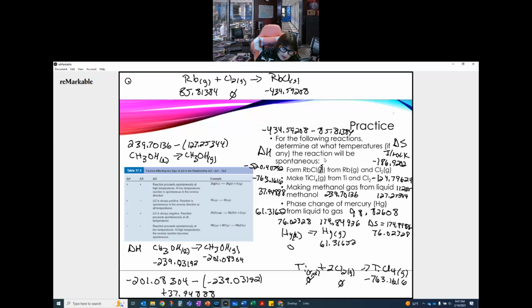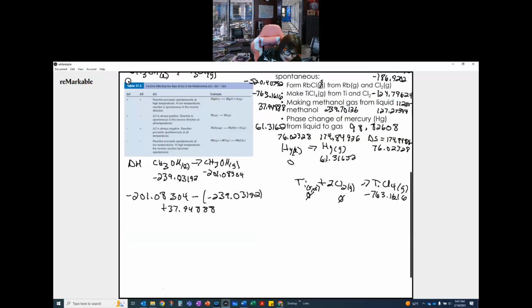Now, we're going to need a bit of space to do this. I'm going to scroll up just a little bit so that we can talk about that Rb reaction, and I'm just going to write it like this. And I know that delta G is equal to delta H minus T delta S.